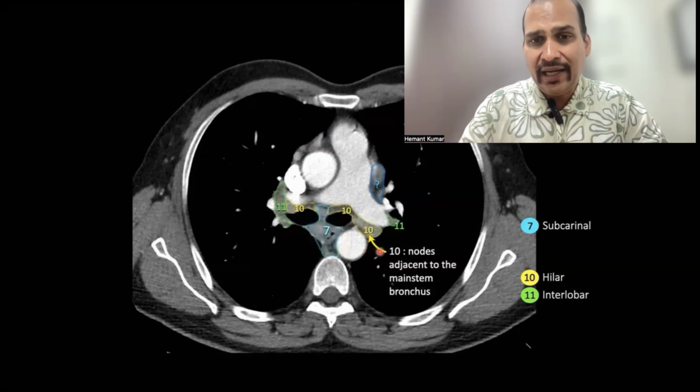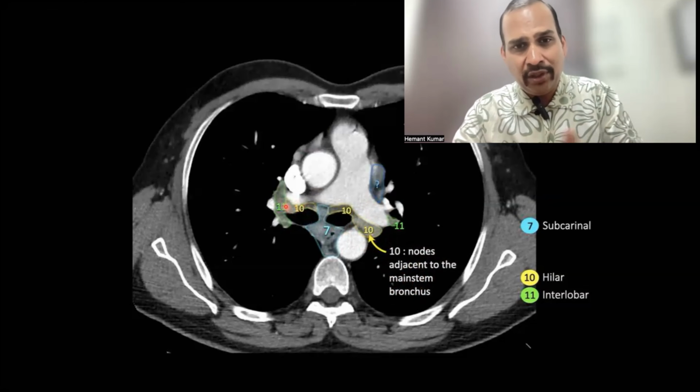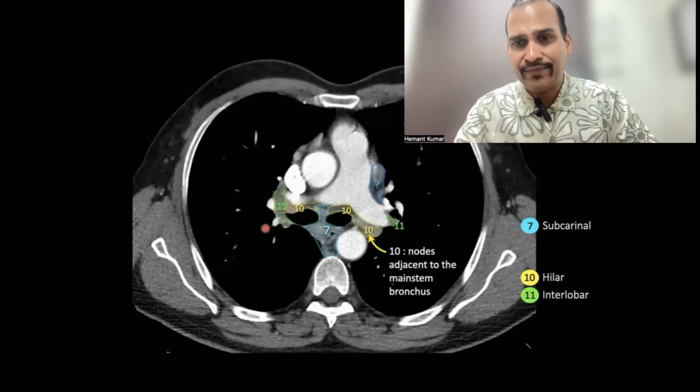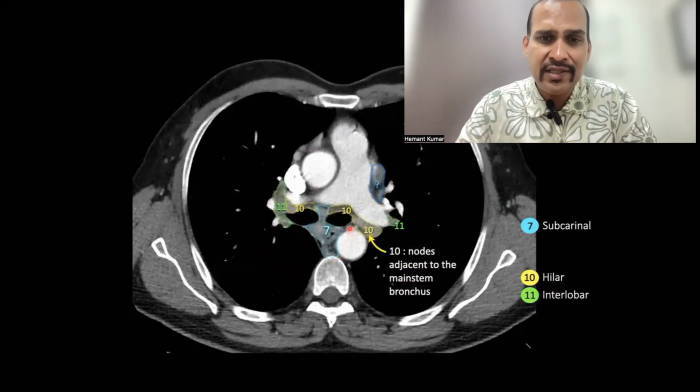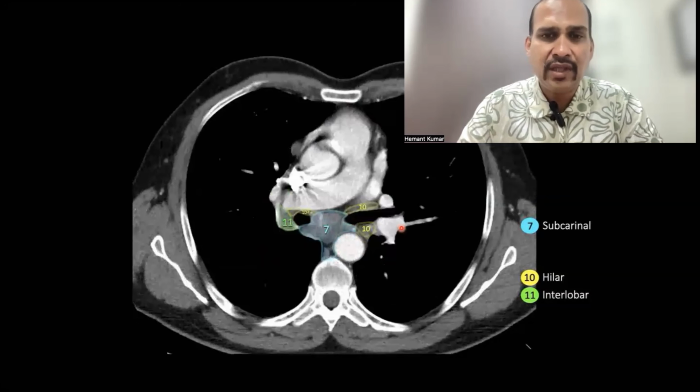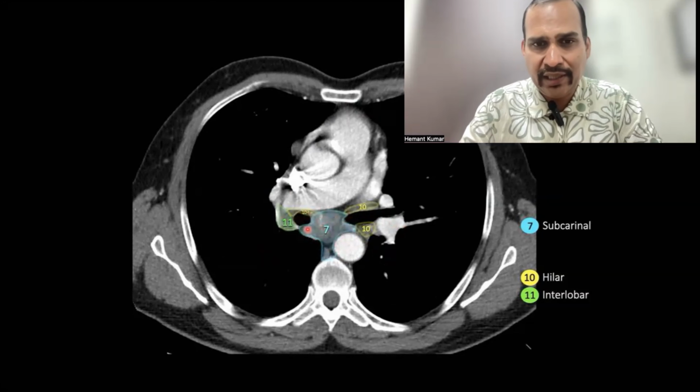Okay, and along the hilum, this is station 10. Note adjacent to the main stem bronchus, here main stem bronchus, station 10. Here station 10, and more distal to station 10 is 11. So we have to identify station 10, 7, 10 and 11. Now station 7 just below carina, station 11.